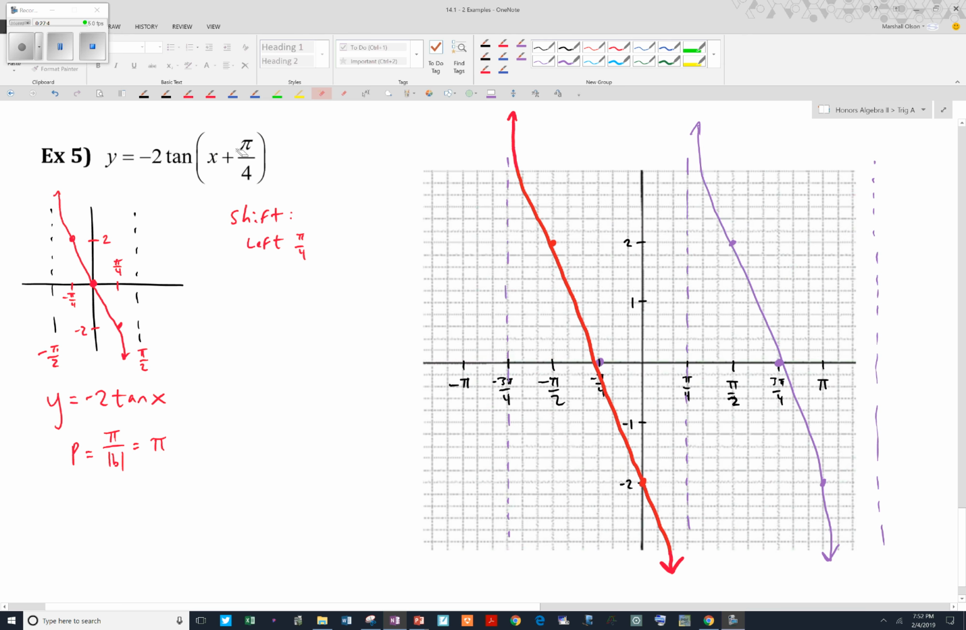If we had to shift it up or down, then we would take all of those points and move those up or down as well if there was some sort of k value out here, but we didn't have to do that in this problem.